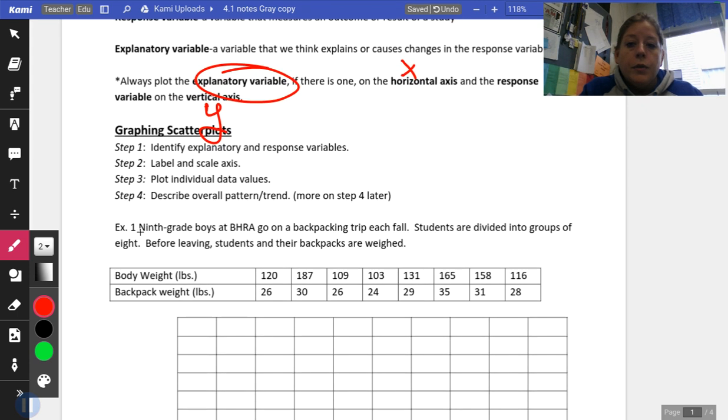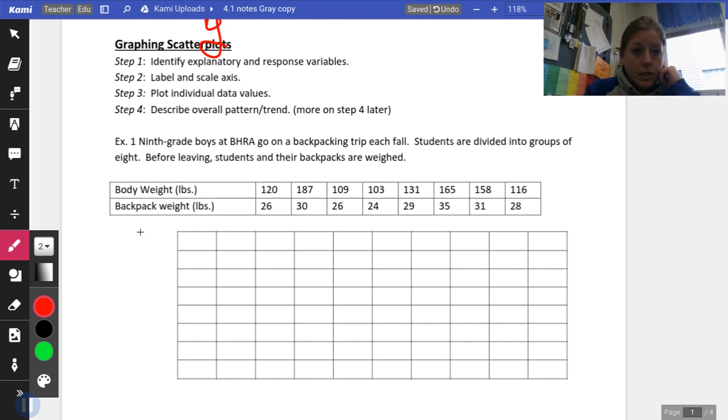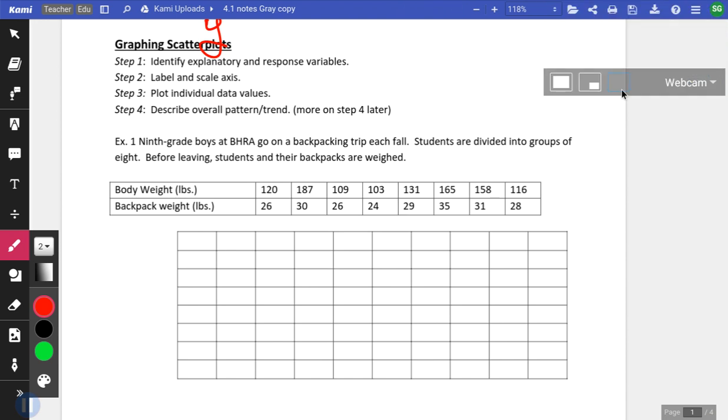So your first step when you're making a scatter plot is to identify which one is the response variable and which one is the explanatory variable, because then when you plot it, you have a place to start. Then you're going to label the axis, plot the individual values, and describe a trend. Okay, so we're going to do this plot together.